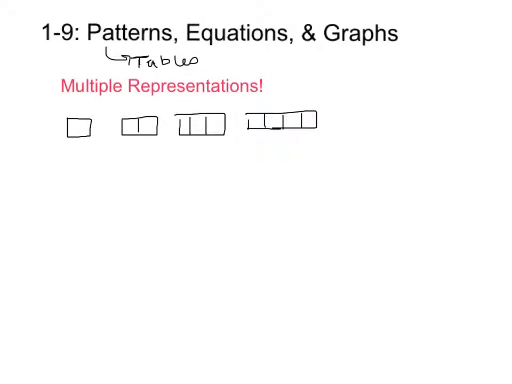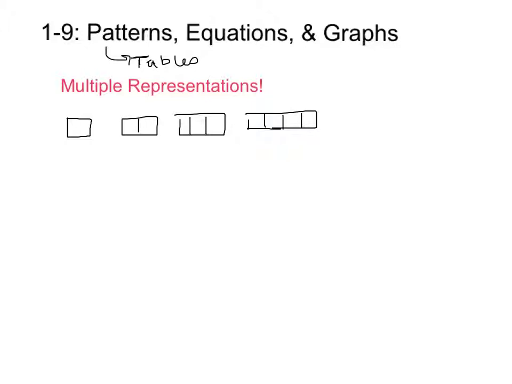In this section, we're going to take a look at different ways of representing data or information, particularly with algebra. A lot of times we'll look at patterns, generally given by tables. We'll look at equations, and we'll look at graphs. So there's multiple ways of representing any piece of information. So we're going to take this example and show kind of how this works.